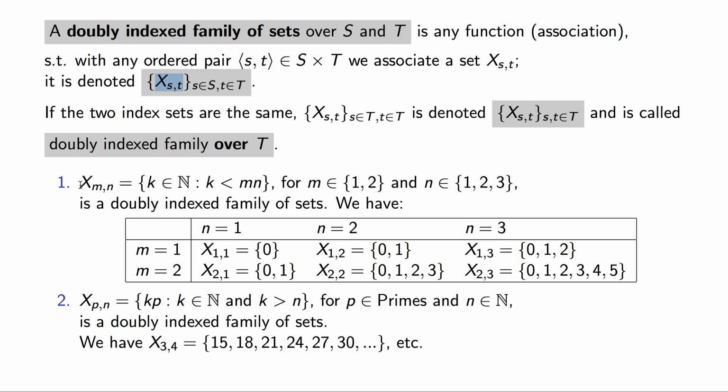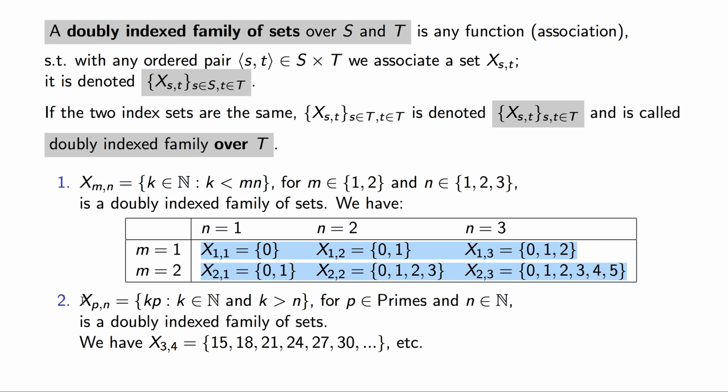Here's an example. I'm defining a set X indexed by two numbers m and n. The set consists of natural numbers which are smaller than the product m times n. And now I'm letting m be a member of the set with 1 and 2, and n be a member of the set with 1, 2, and 3. The resulting family of sets has 6 members. They are all listed in this chart, and it is a doubly indexed family of sets.